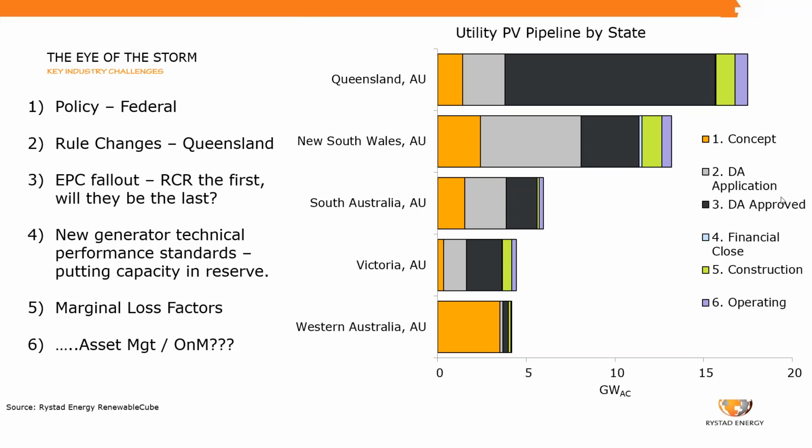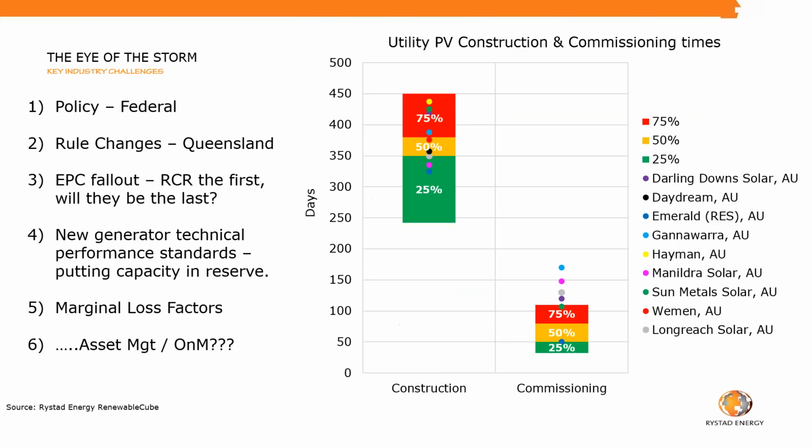And so this rule change is really putting this DA approved pipeline of projects of over 10 gigawatts in a stall mode. So we do expect, as the industry starts to grapple with these new rules, that we see a stall in Queensland. The other key challenge that I wanted to talk about was the construction and the commissioning of utility PV farms in Australia.